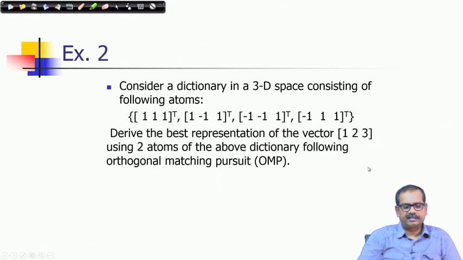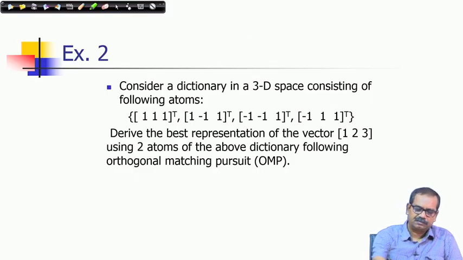Let me take the other example. If I consider a dictionary in a 3D space consisting of these atoms. So, you have seen there are 4 atoms in the dictionary of 3D space, and we can show that they are not all linearly independent atoms, which means it is an over complete dictionary. As you know, in 3D space 3 linearly independent vectors are sufficient to represent any arbitrary vector. So, derive the best representation of the vector 1, 2, 3 using 2 atoms of the above dictionary following orthogonal matching pursuit. That is our problem statement.